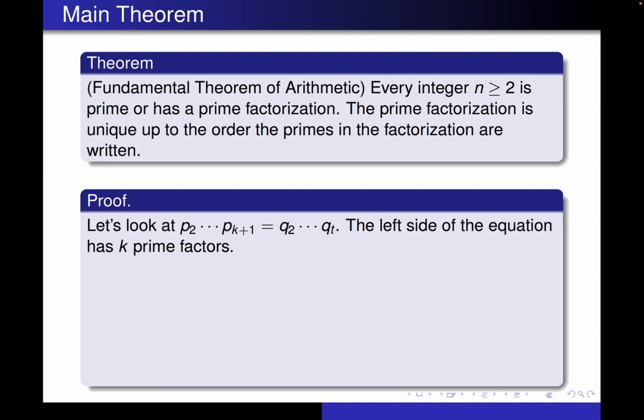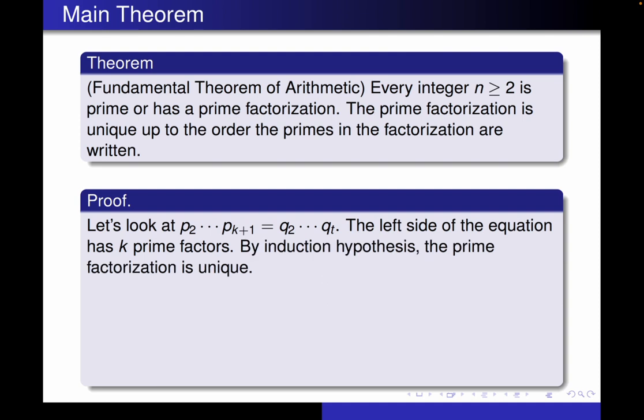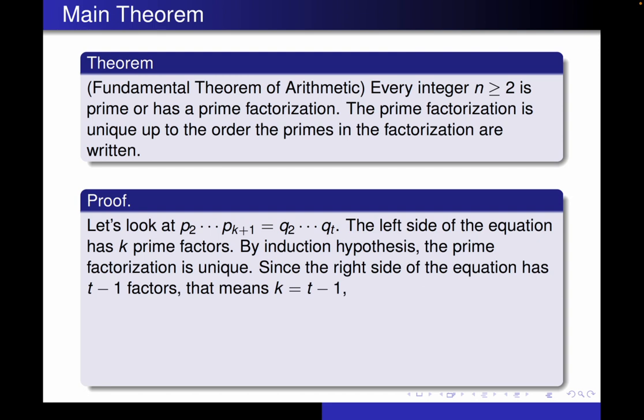That means we can use induction, because we know that whenever we have a prime factorization with k factors, that factorization is unique. So by our induction hypothesis, the right-hand side has t minus 1 factors. It used to have t when it was q1 through qt. We canceled out that q1. Now it only has t minus 1 factors. So we have k factors on the left, t minus 1 factors on the right. Since the prime factorization is unique, that means k is equal to t minus 1.